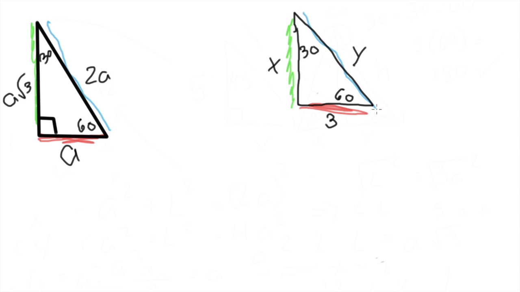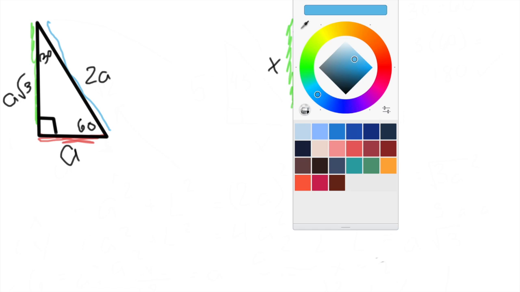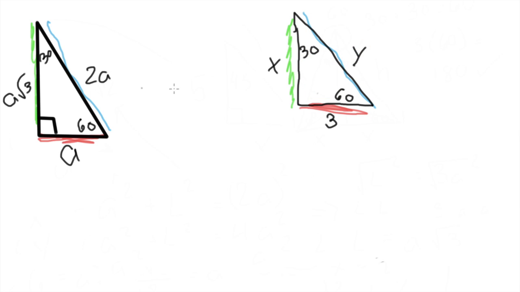So now basically set the colored sides that are equivalent equal to each other. So we know that 2a is equal to y, because blue equals blue. We know that a root 3 is equal to x, because green equals green, and we know that a equals 3.